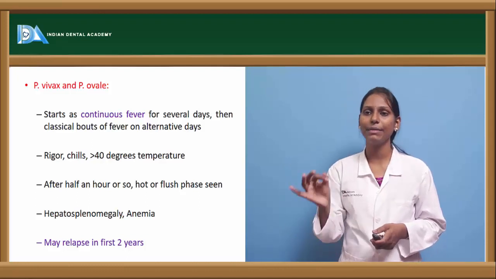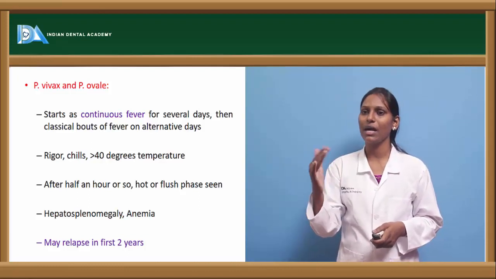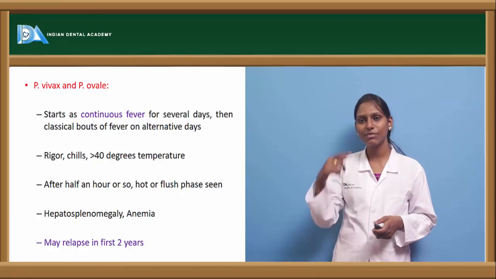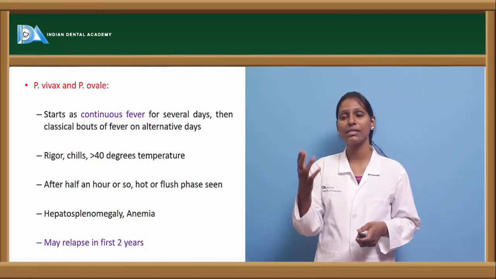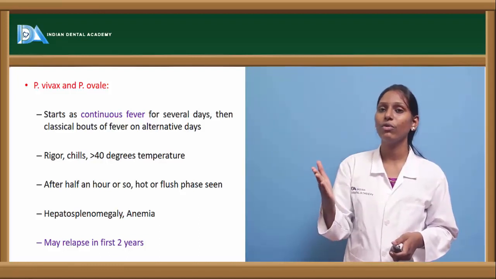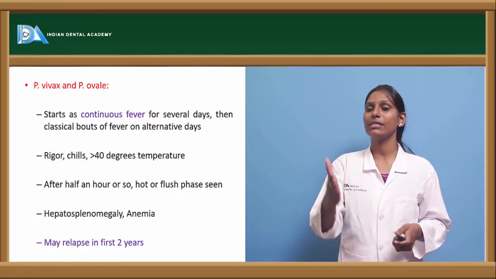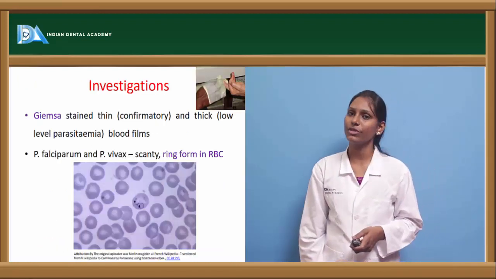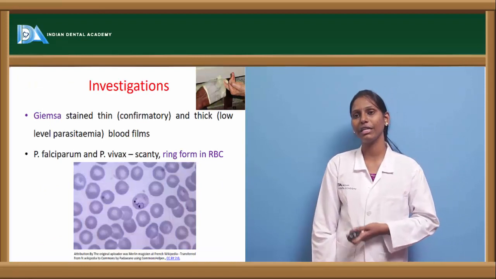Patient will also have anemia. Normally, this can relapse after the first 2 years. Why is there a relapse? We have already seen in the pathogenesis that Plasmodium vivax and Plasmodium ovale can enter into a dormant phase. That is the reason there can be relapse in the first 2 years after infection.